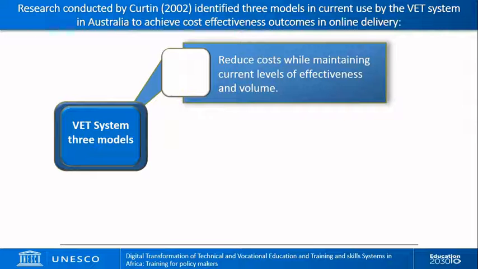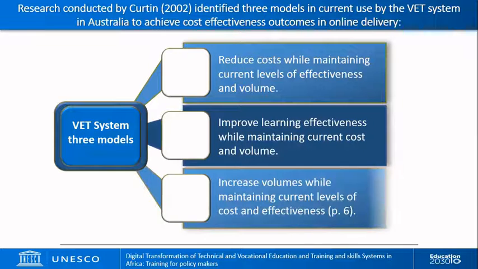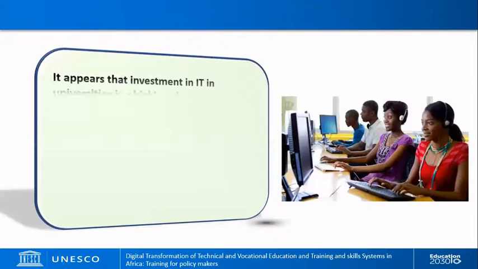Research conducted by COT in 2002 identified three models in current use by the Vocational Education and Training System in Australia to achieve cost effectiveness outcomes in online delivery. Now, they reduce the cost while maintaining current level of effectiveness and volume. Improve learning effectiveness while maintaining current cost and volume. Increase volume while maintaining current level of cost and effectiveness.